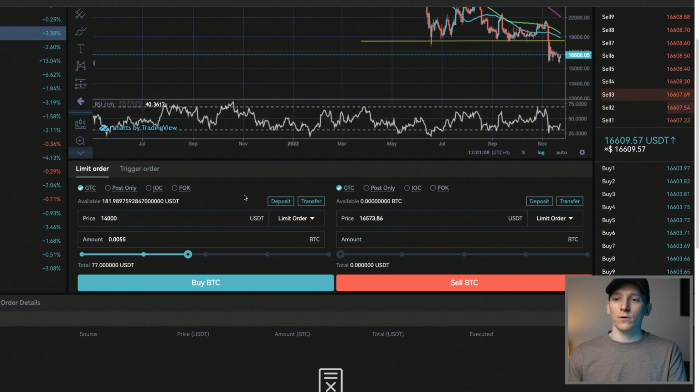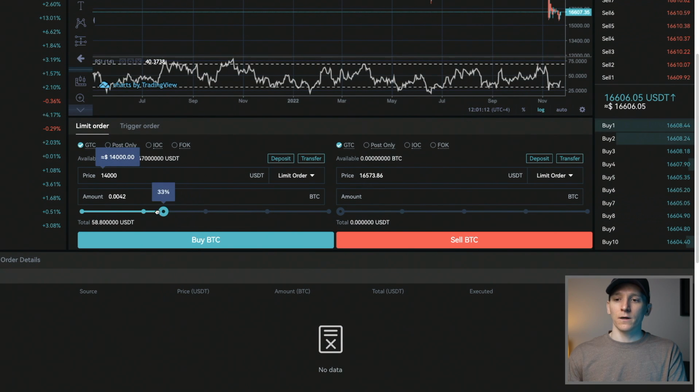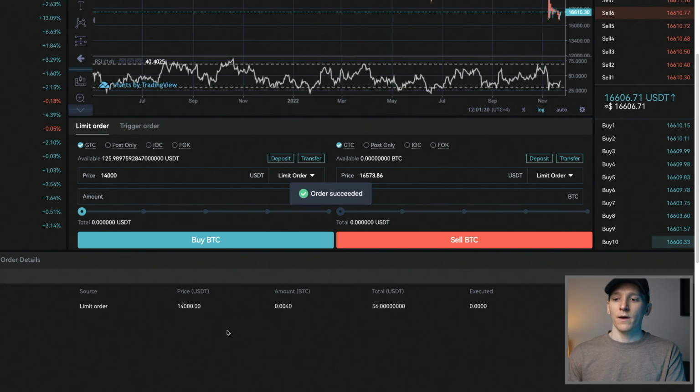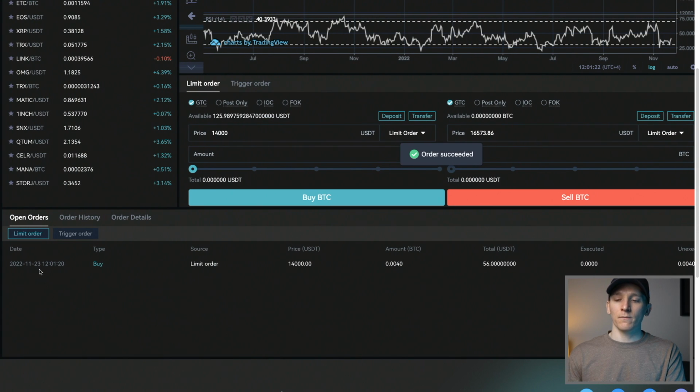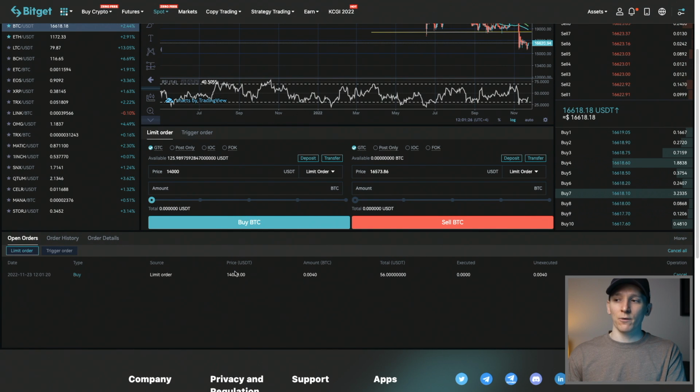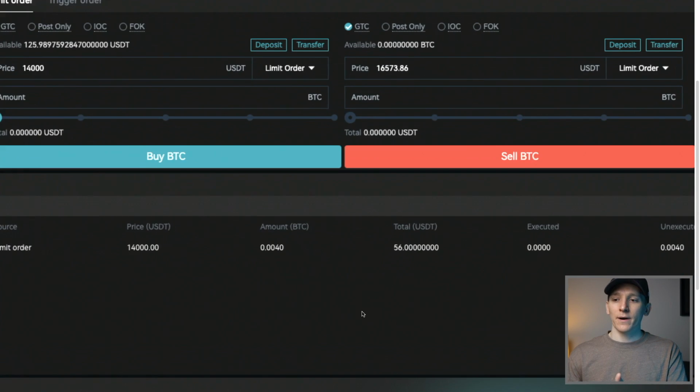But let's put in a limit order here. So we'll put in a limit order at 14,000 for $50, and we press buy BTC. We can confirm this. Now you can turn off this prompt if you want here. We'll just press confirm and you'll see my order comes down into the system. So it gives me all of my details right here. And of course we can't trade right now because our bid is way below the current market price. So we can't trade, but our order is in the system.